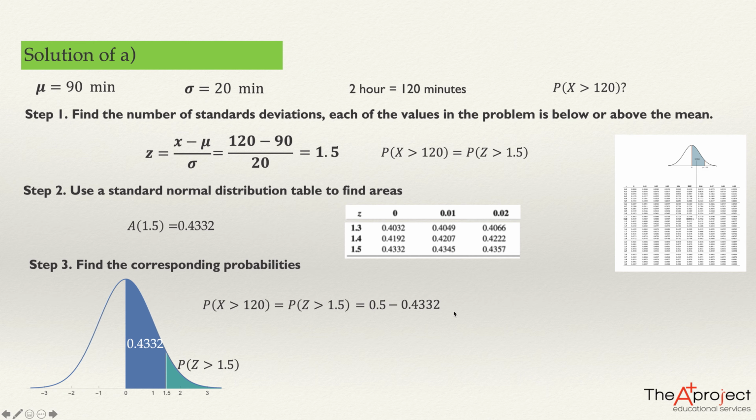So I use my calculator and I find the answer. The answer is 0.0668. And this is equivalent to 6.68%. And this answers the first question. The probability that the time to transfer, clean, and partition the file is greater than 120 minutes is 6.68%, or 0.0668. So now focus on the second question.